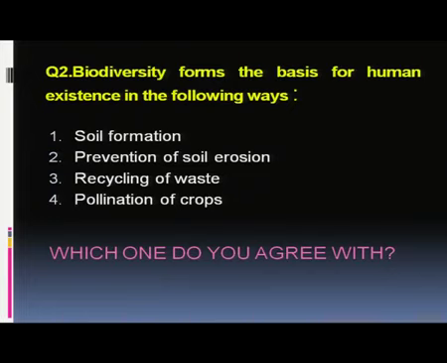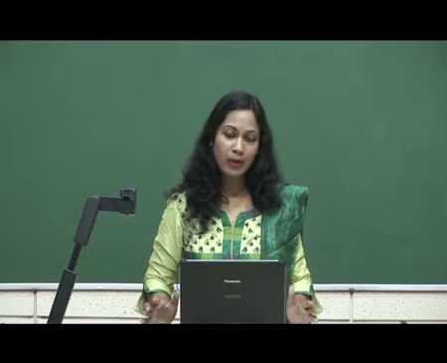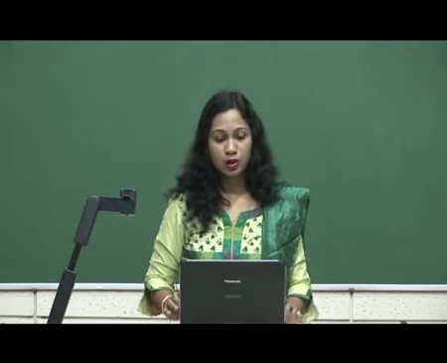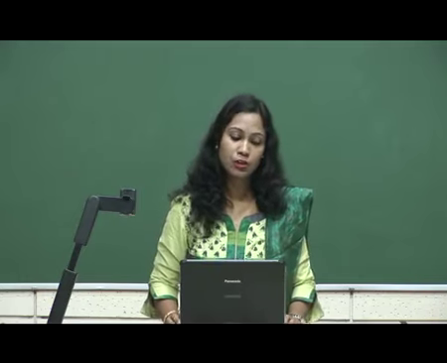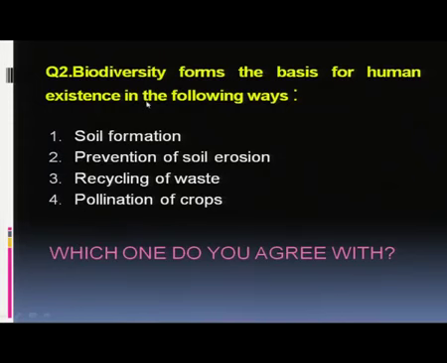Basically, there are two types of pollination, autogamy and xenogamy. Autogamy is self pollination and xenogamy is cross pollination. In plants where there is self pollination, there is no need of pollinators, but for cross pollination purposes we need different groups of insects or birds, bats or animals which help in pollination. So, this is also basically a function or a feature of biodiversity. So, the answer will be that we agree with all of them. Biodiversity is essential for soil formation, prevention of soil erosion, recycling of waste and pollination of crops.